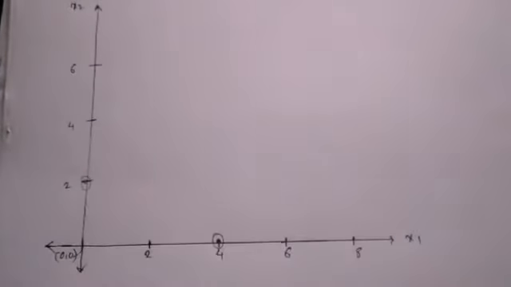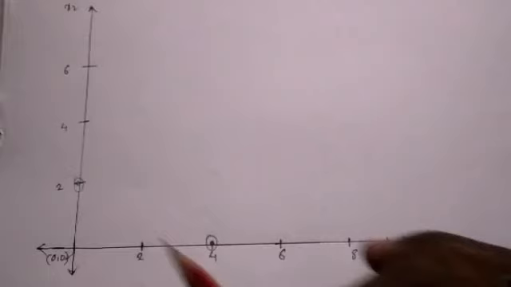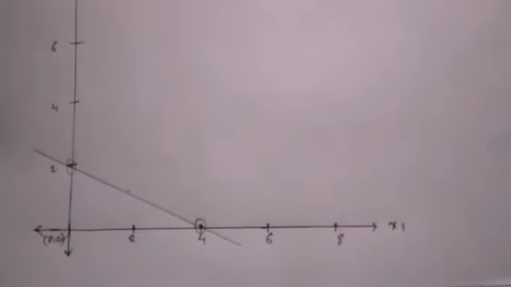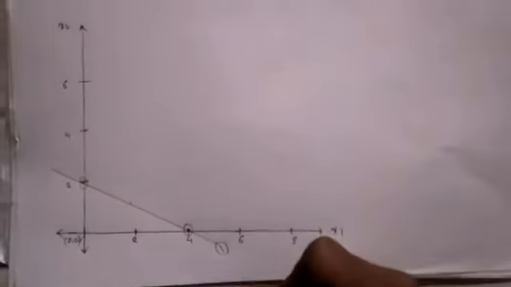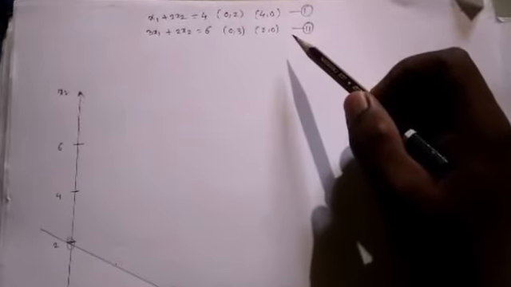Once we mark these coordinates, just join them with a line. Directly draw the line which passes through these two coordinates. After drawing the line, just number it. This is line 1, or the line of equation number 1. Then similarly, mark the coordinates of the second equation.